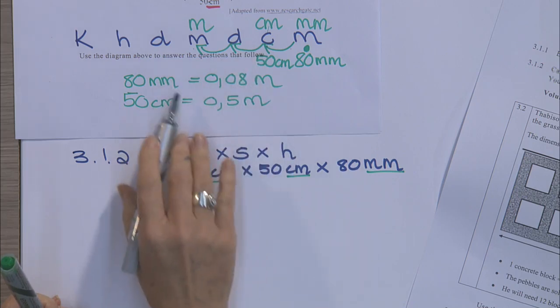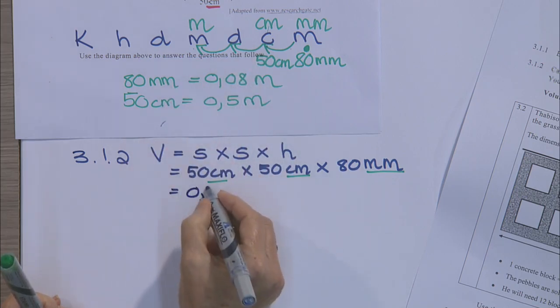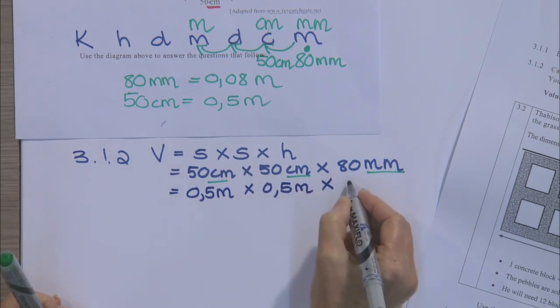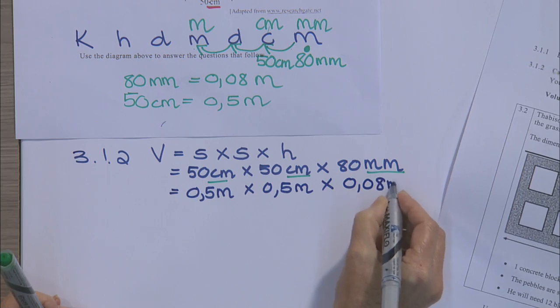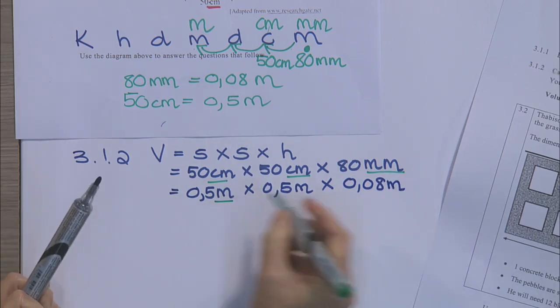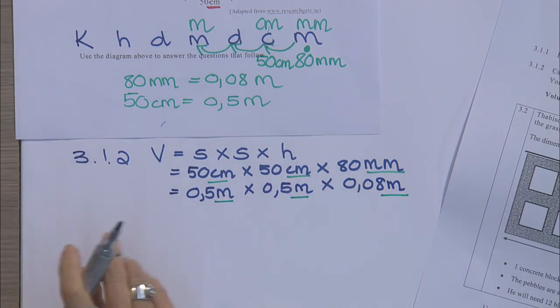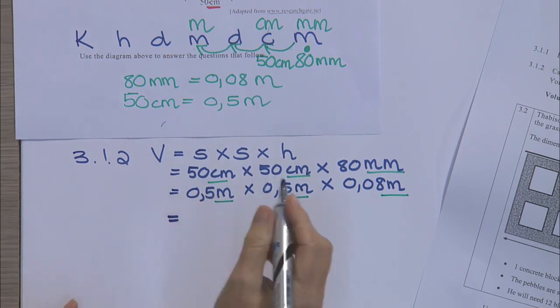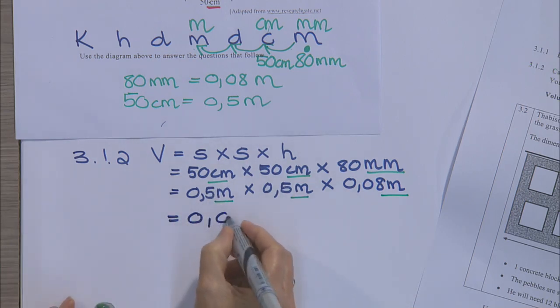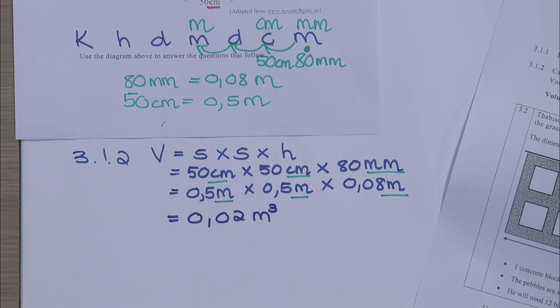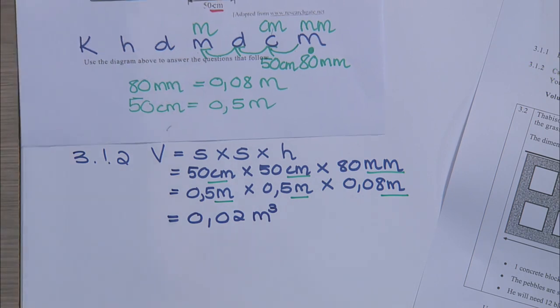So then we are going to do that. I showed you we did the conversion here. So it is 0.5 meters times 0.5 meters times 0.08 meters. Now everything is in meters, and we can continue with doing the multiplication. So if we do this, we get 0.02 meters cubed. Why cube? Because it is volume. So that is the volume of one concrete block.